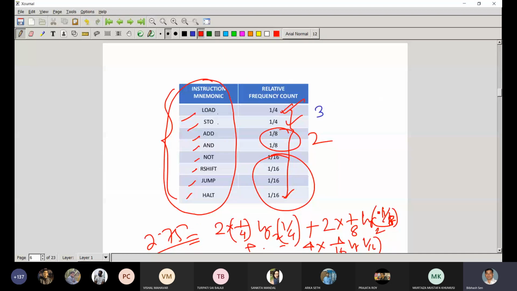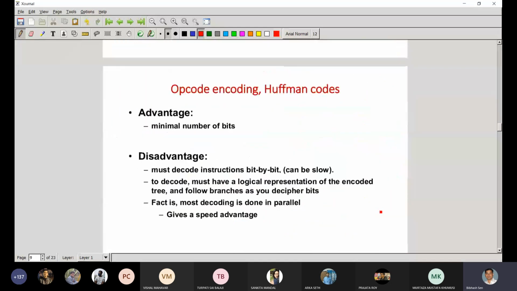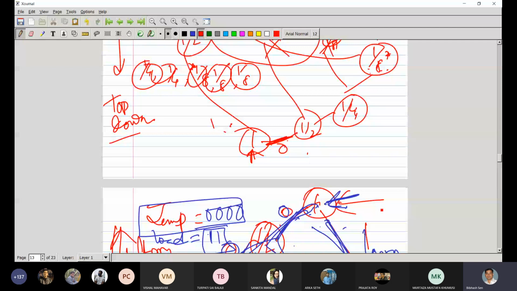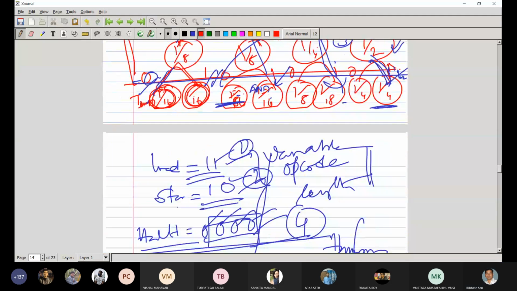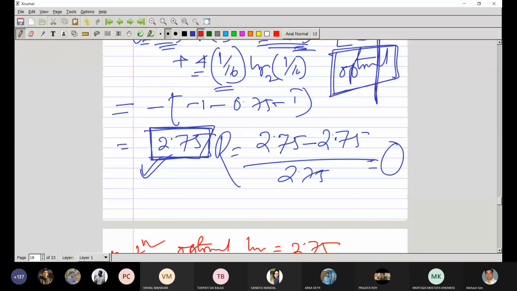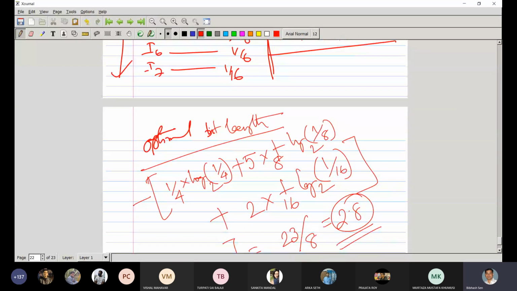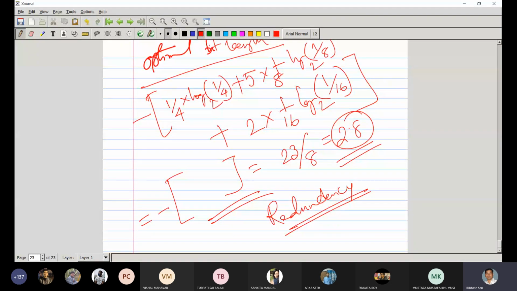So I think this part is clear. Encoding options. May I go for the next one? Okay. So at least you compute. I will give some assignment from this chapter. Maybe this is another assignment.